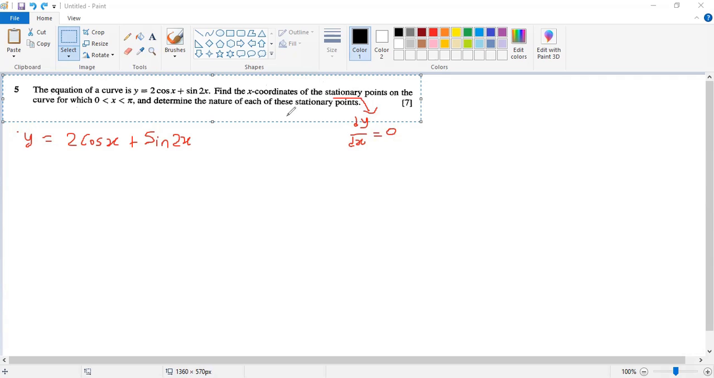Coordinates of the stationary points on the curve for which x is between 0 and pi. When they put 0 to pi, it's understood that the units are radians. So that means 0 to 180 degrees, and determine the nature of each of these stationary points.